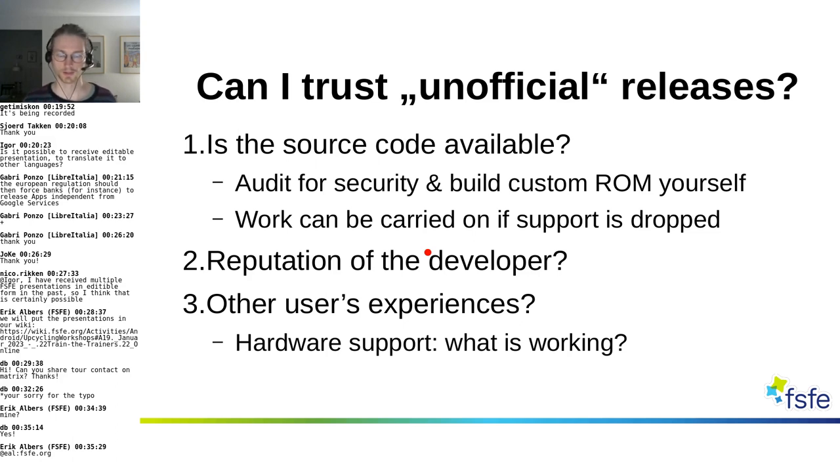And three important things to ask here. The most important one is, is the source code available? If it's available, the work can be carried on if the support is dropped by the current maintainer. Also, you can audit it yourself for security, and you can build a custom ROM yourself if you're really paranoid. And a lot of people can't audit a custom ROM for its security and not build it themselves.